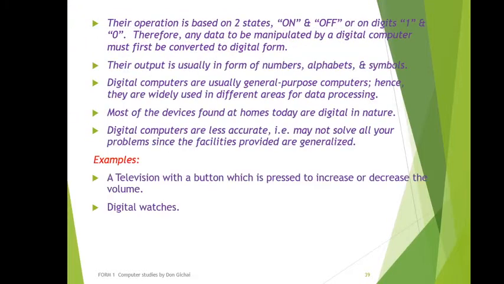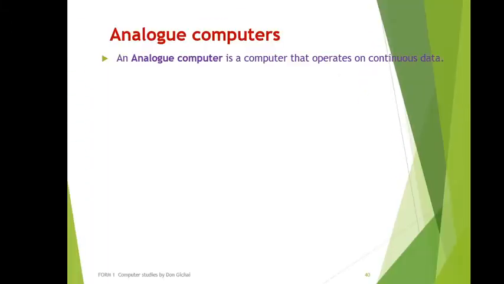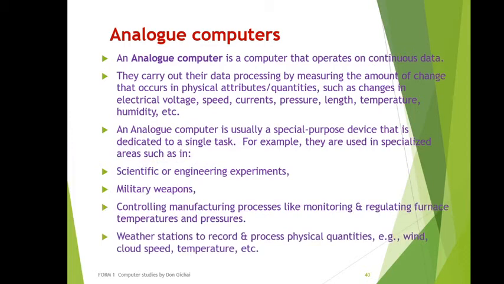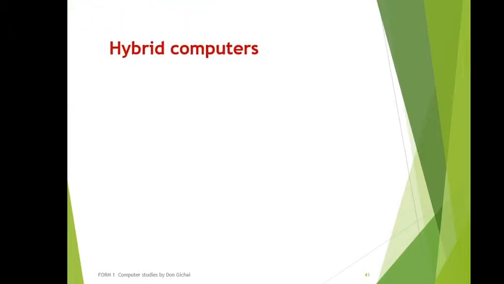On the other hand, we have the analog computers. Analog computers are computers that operate on continuous data. As simple as that, you need to know that analog computers operate on continuous data. They carry out their data processing by measuring the amount of change that occurs in physical attributes or quantities, such as change in electrical voltage, speed, currents, pressure, length, temperature, humidity, and so on. Those are some of the uses of that.